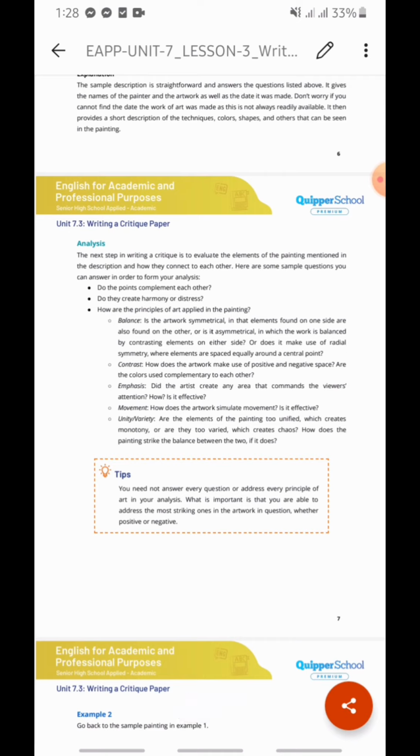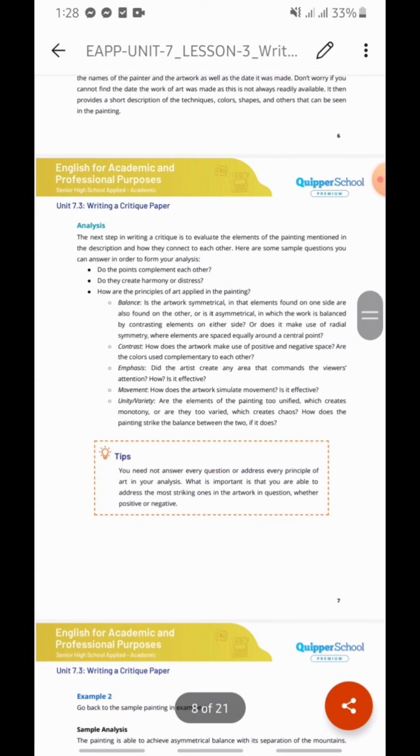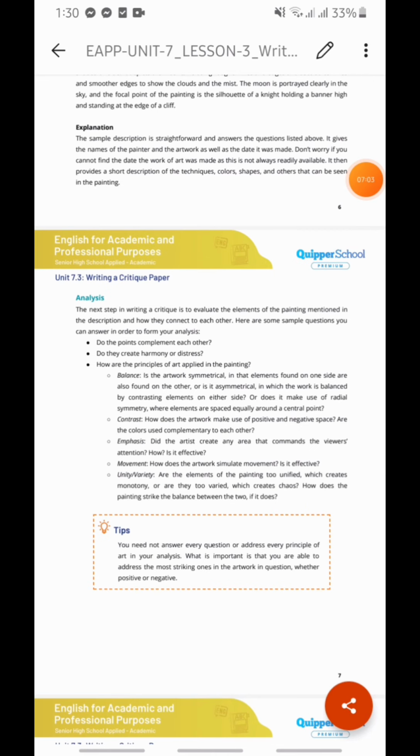Then second is the contrast. How does the artwork make use of positive and negative space? Are the colors used complementary to each other? So, contrast. So, sa artwork, mabasa yan sa nimo kung ginapatid medyo is positive and negative. Kung use complementary to each other.